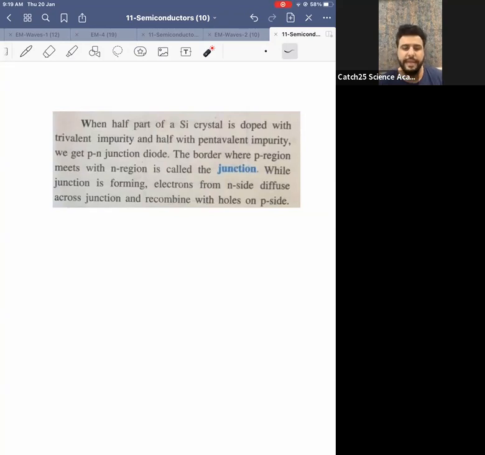Next line. The layer which is depleted of free charges is called depletion layer. Full stop.